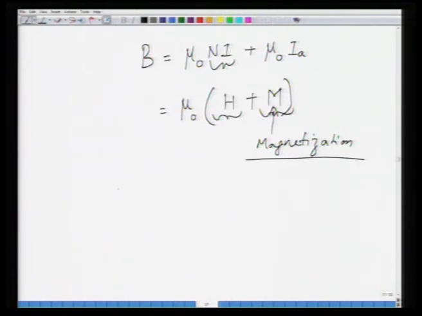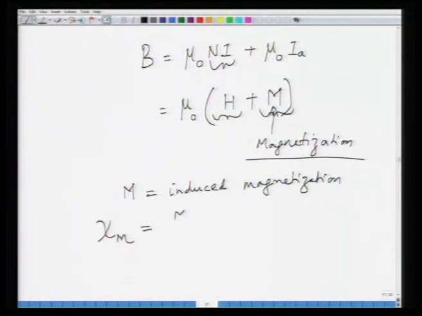What you need to do now is assume this magnetization, and this is related to the field by another quantity which is called chi m. So, the ratio of M versus H determines the magnetic response of the material, and this is nothing but your magnetic susceptibility.